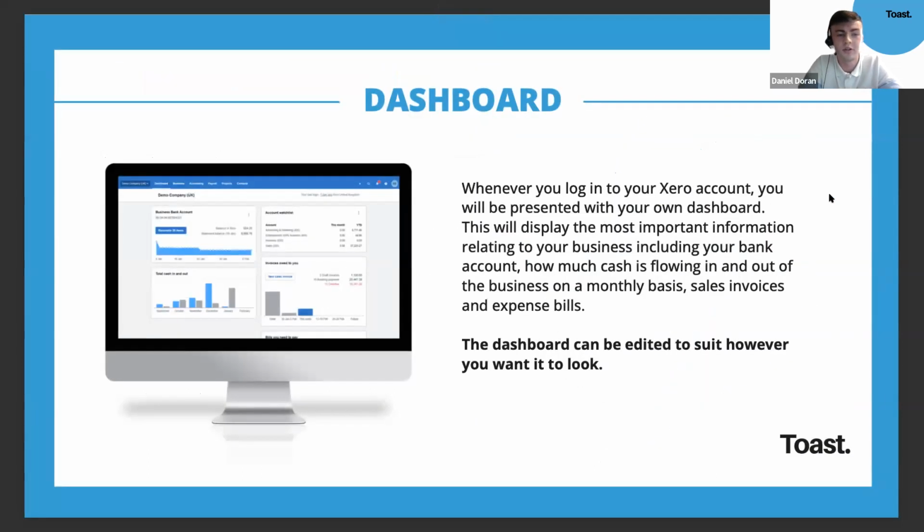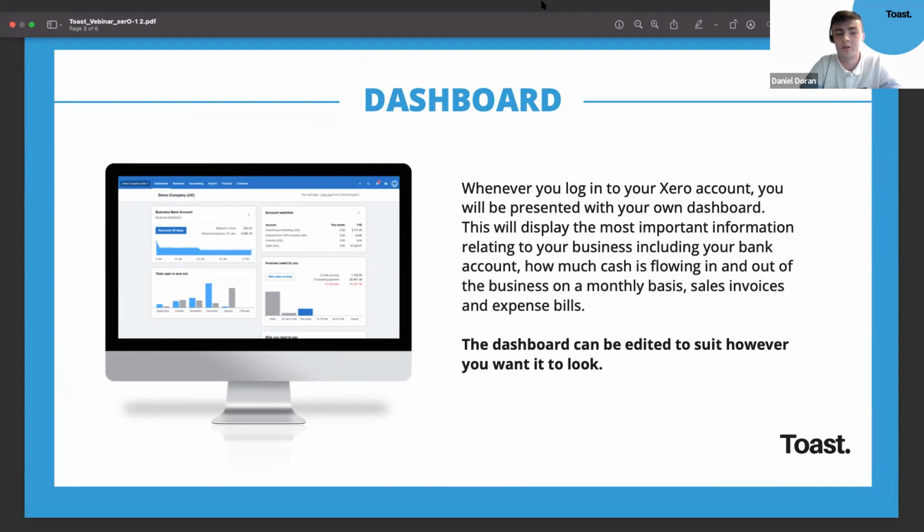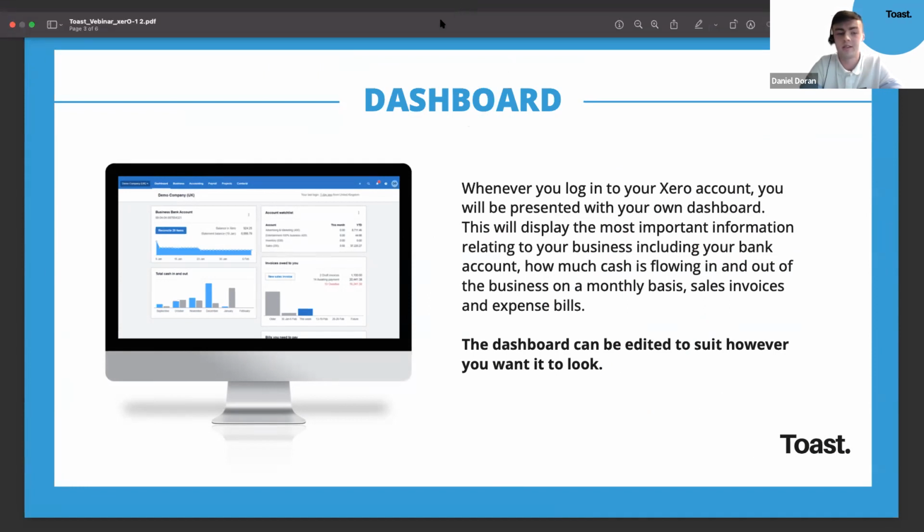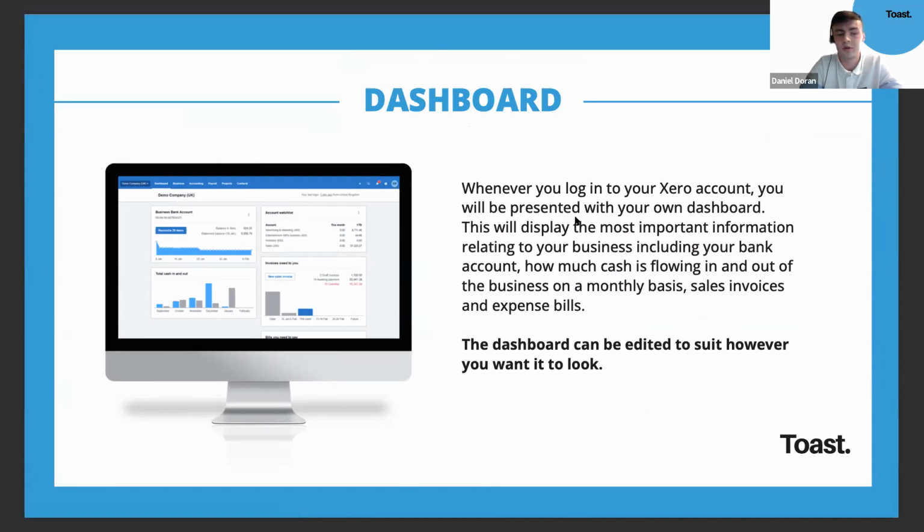I'll just show you now, this is what you'll be presented with when you log onto your Xero account, and that's called the dashboard. On the dashboard, you'll see things like your bank account, where you can see how many items are yet to be reconciled. You can see your bank balance. You'll have your sales invoices on the dashboard that show you how much money is owed to you by your customers and how much is overdue. You can view your expense bills that show how much you owe to your suppliers, and again, see how much is overdue. And you'll be able to see a bar chart there of how much cash is flowing in and out of your business on a monthly basis, which a lot of people find useful as well.